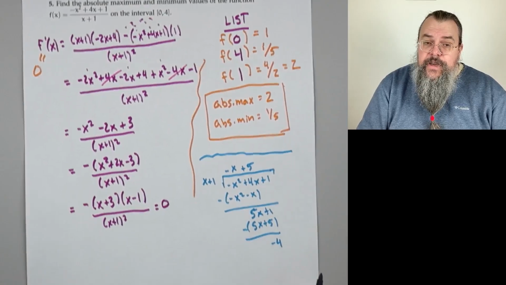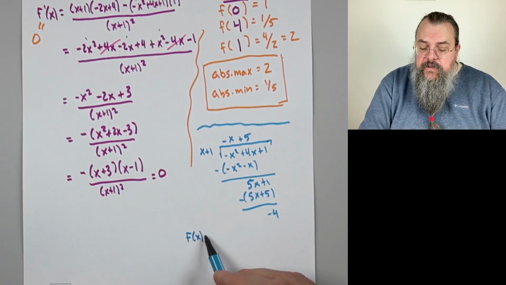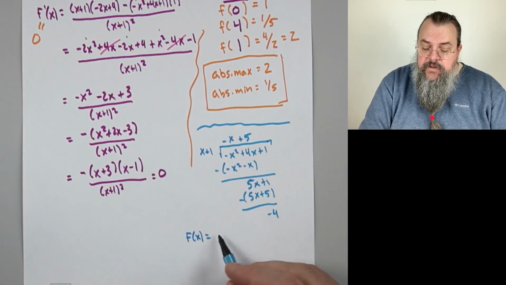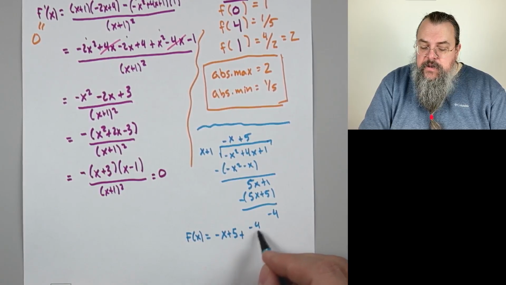Which is just a way for us to say that we could have used as our function f of x is -x plus 5 plus our remainder divided by x plus 1.